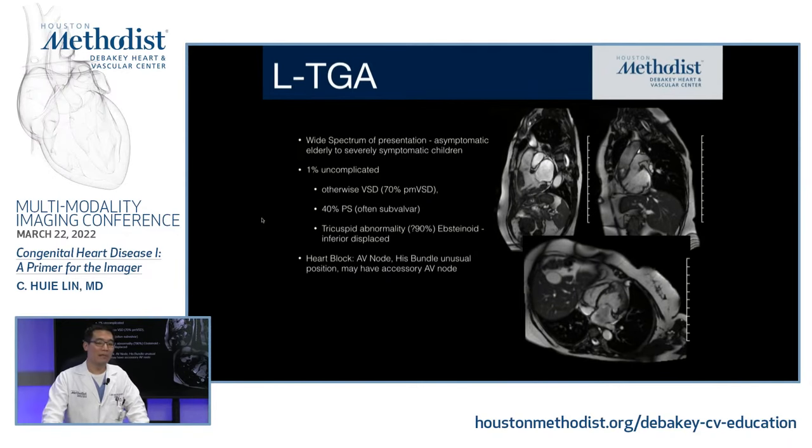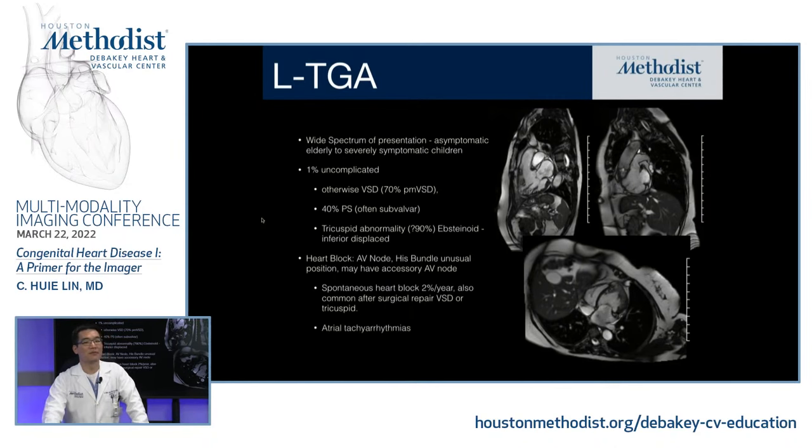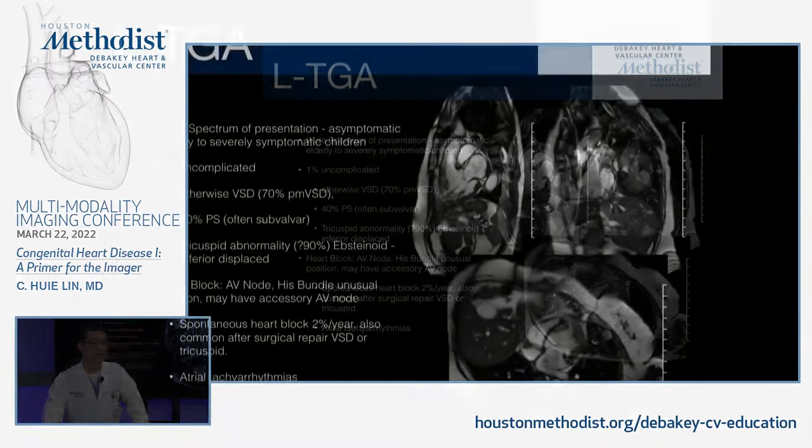And of course, that some people theorize is related to the His bundle being in an unusual position, but then they may even have an accessory AV node. And then there is the concern that there may be as high of a rate of spontaneous heart block as 2% a year, and commonly even worse an issue after repair of ventricular septal defect or tricuspid valve repair. And of course, these patients are also at risk of atrial tachyarrhythmias.